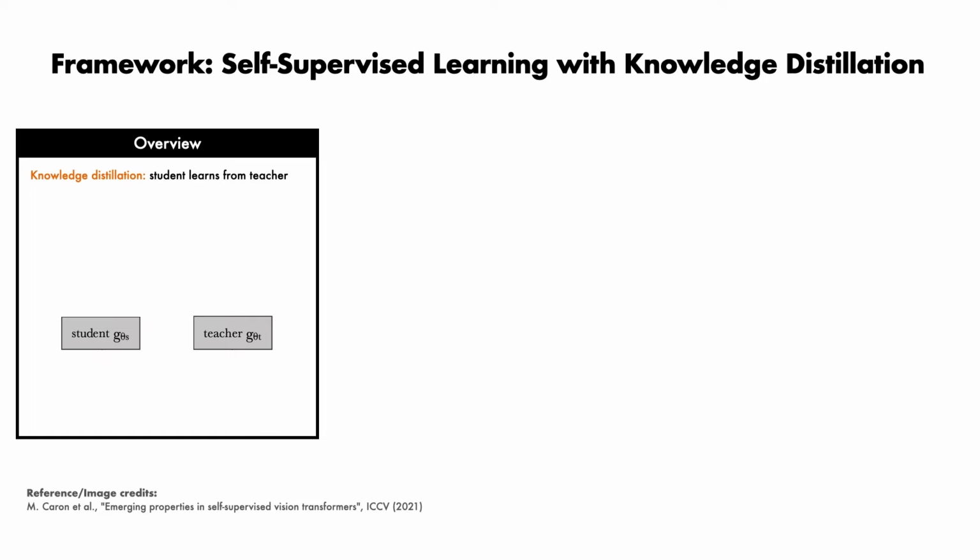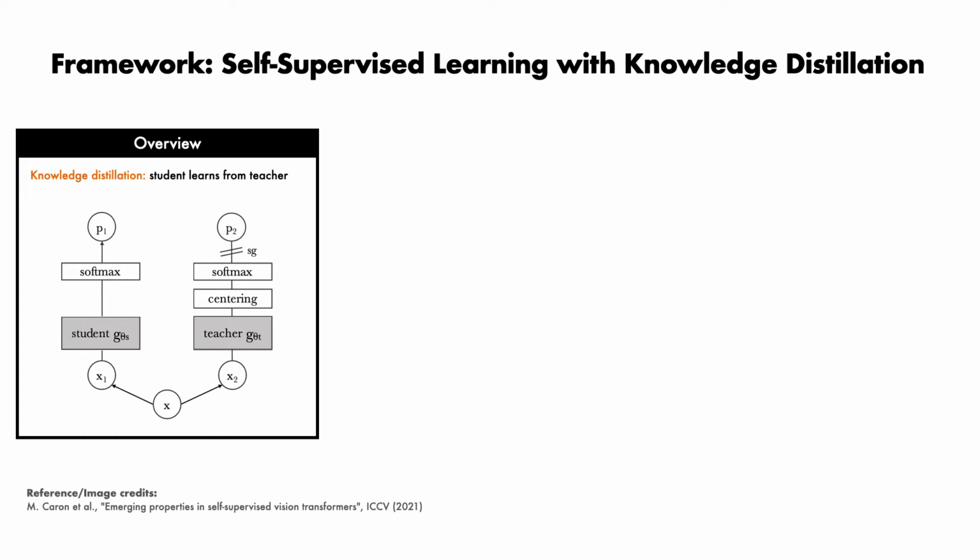Since we are operating without labels, we do not use direct supervision to guide the teacher. Instead, we begin with an input image, x. We apply one augmentation and pass it to the student. Then we apply a second augmentation and pass it to the teacher. The teacher outputs are centered so that they have approximately zero mean. Then, both the student and teacher outputs are passed through a softmax so that they each produce a distribution over K categories. The student parameters are optimized to minimize the cross-entropy between its predictions and those of the teacher.